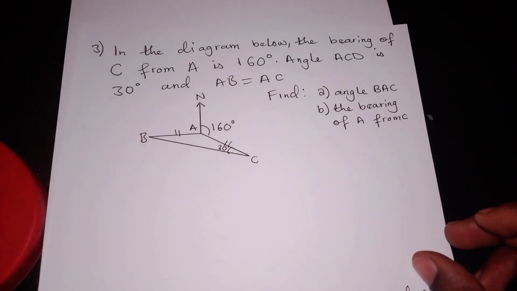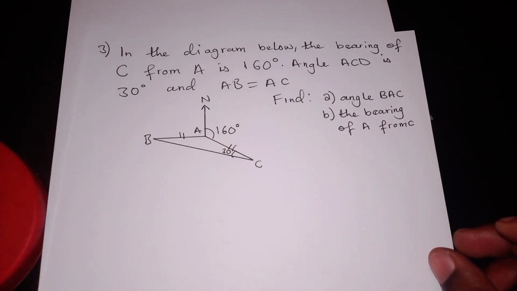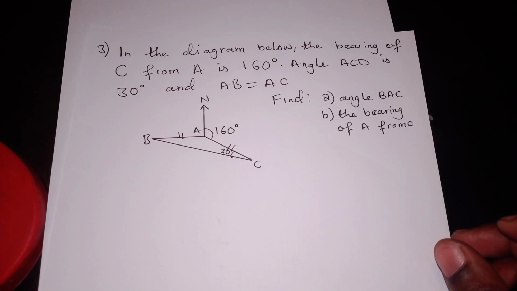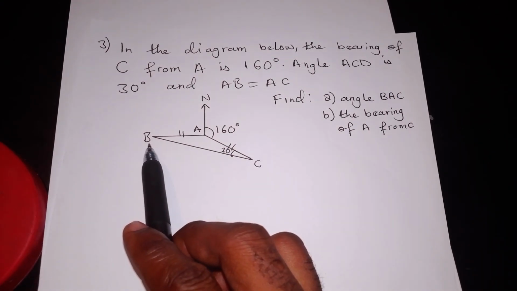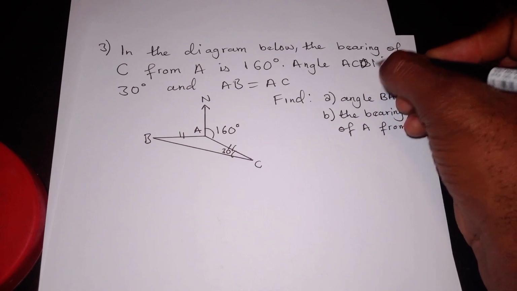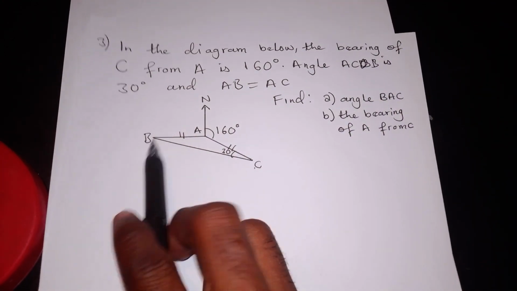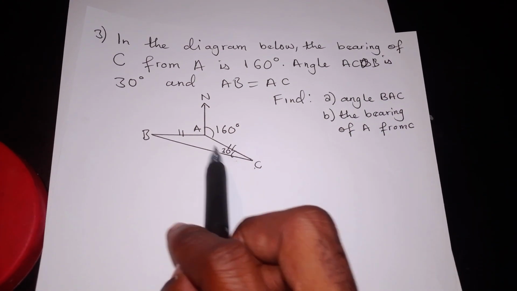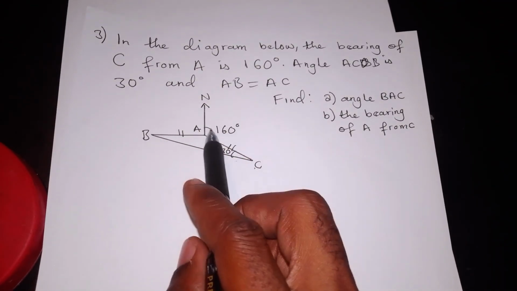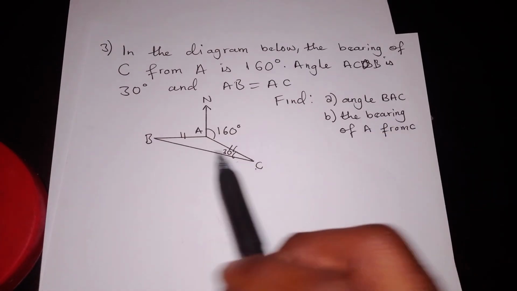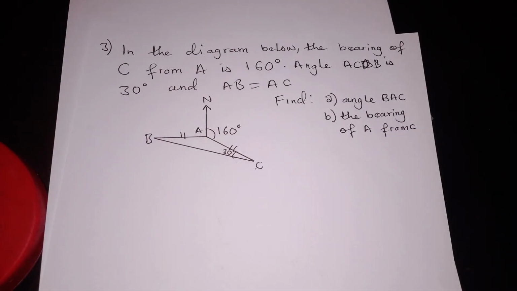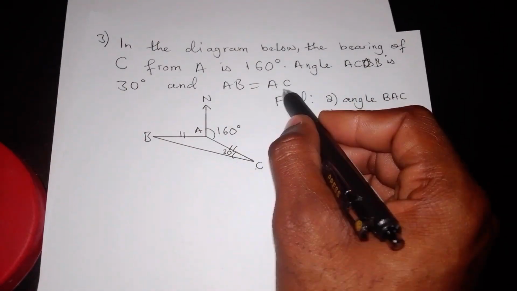So now let's look at more advanced problems like this. In the diagram below, the bearing of C from A is 160 degrees. Angle ACB, I meant B, this was supposed to be B, is 30 degrees. And then AB is equal to AC. Find angle BAC.